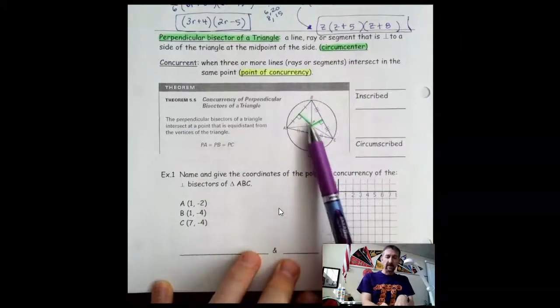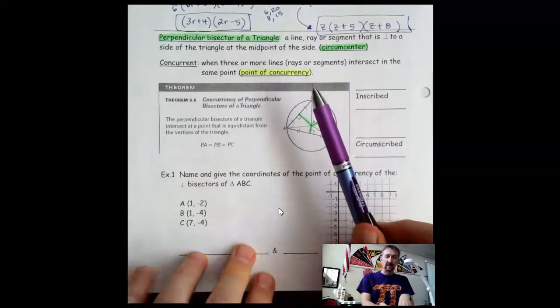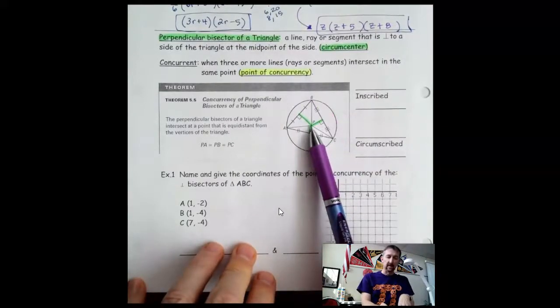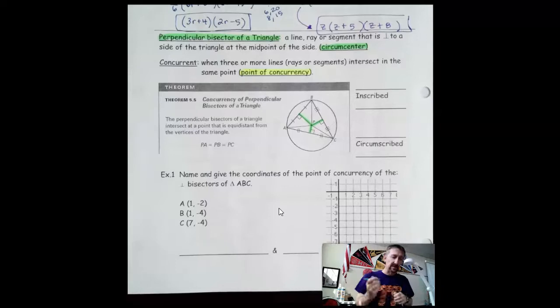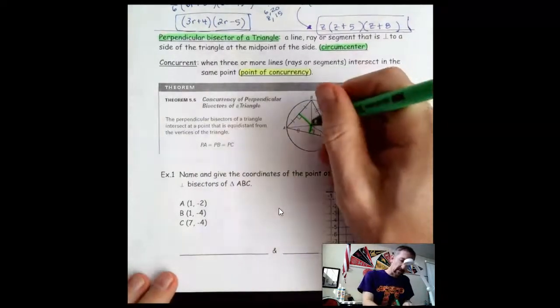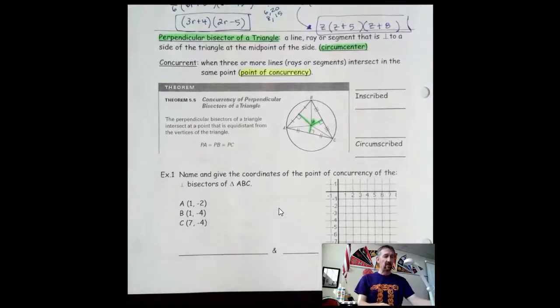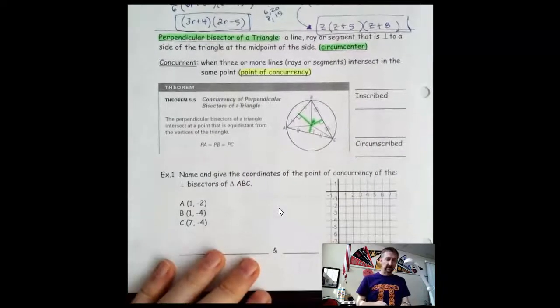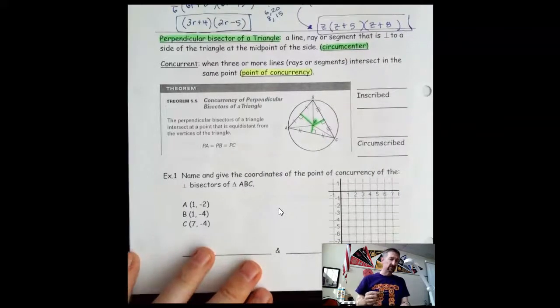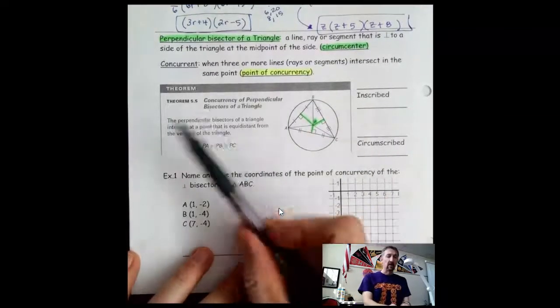Okay. Those 3 perpendicular bisectors intersect at a point, and that point is called the circumcenter. So we're going to need to memorize some of this vocabulary. You're going to have a question about that. What is the point called where the perpendicular bisectors intersect? It's called the circumcenter. So you want to make sure that you get that.